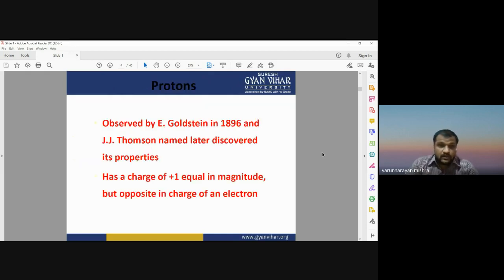Okay, so the proton was another subatomic particle. It was observed by Goldstein in 1896, and J.J. Thomson later discovered its properties. Protons are positively charged particles. It has the opposite charge of an electron. That's why there is a binding energy, there is a force between the proton and electron. Proton has a positive charge, electron has a negative charge. That's why they bind with each other. And this particle, the proton, was discovered by Goldstein in 1896.